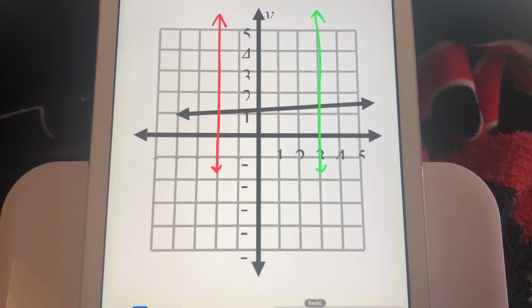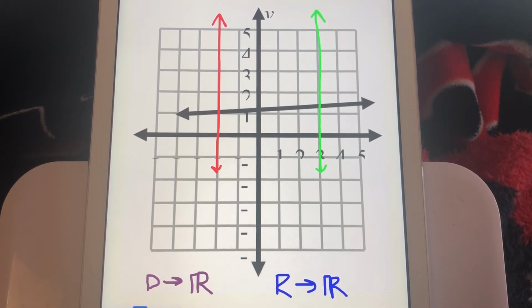So the domain, again, is going to be all real numbers. The graph goes forever to the left and forever to the right. The range, even though it's going to take a while, the range is going to be all real numbers as well. If we go far enough to the left, we're eventually going to go down to negative infinity for y. Same thing for going to the right.